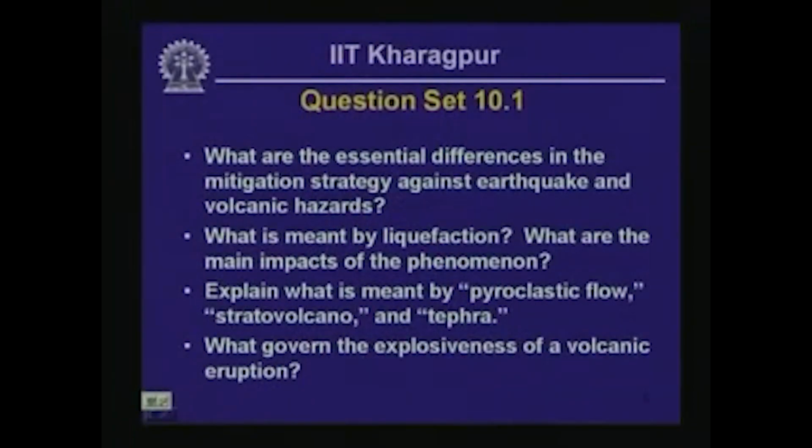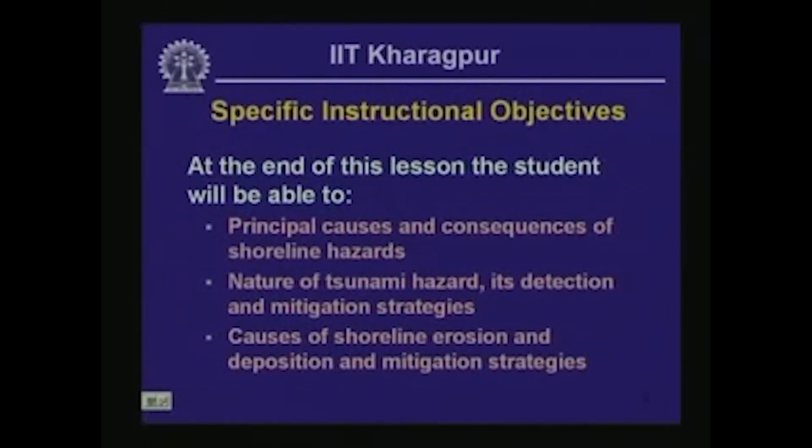The second aspect that governs the explosiveness is whether water is available near the eruption site. If water can come in contact with the magma, or with the magma as it is getting ejected, then that increases the likelihood of an explosive eruption. So these are the factors that govern whether a volcano is going to behave in an explosive manner or not. So that takes care of the question set, and now we move on with today's lesson.